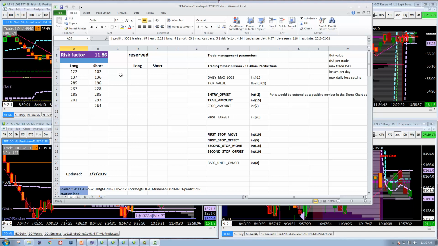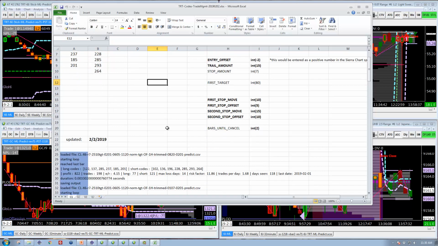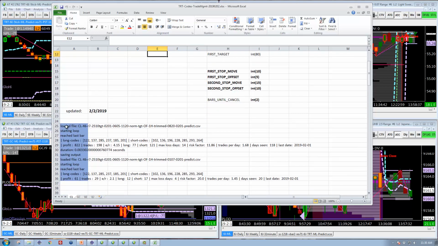In oil, there was no obvious break between a conservative or aggressive setup, so this is basically just conservative. Risk factor is 11.86. I want that 20% or less. This is how often am I going to take a max loss day? These are the behaviors, long and short, and then this is the actual output of the simulation run for this set of behaviors.